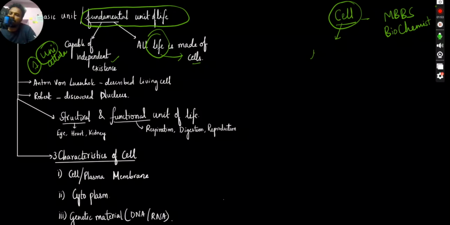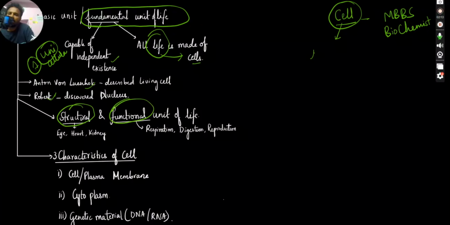And who is the first person to describe the living cell? Anton von Leeuwenhoek. It is not relevant for UPSC, but we should just remember those names. If you don't remember, there is no problem. Then we have the person who discovered the nucleus. The person's name is Robert Brown. Then the cell is also called the structural and functional unit of life.